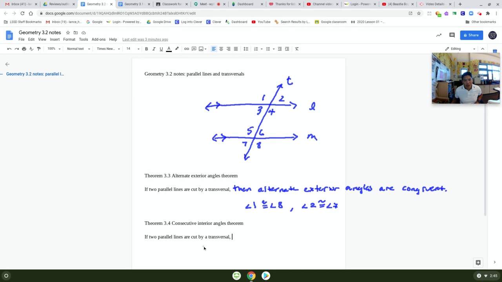Okay, but if two parallel lines are cut by a transversal, there is a special relationship between your consecutive interior angles. However, they're not congruent. Think about it for a second. Maybe pause the video. If you figured it out, they would be supplementary. So then consecutive interior angles are supplementary.